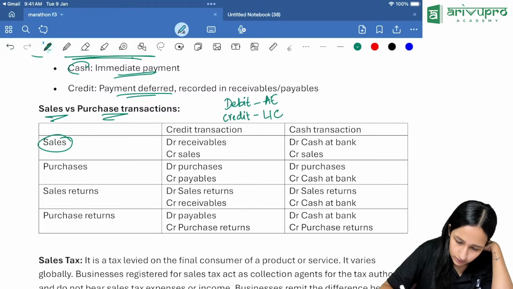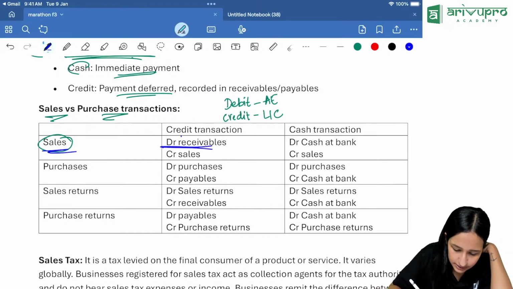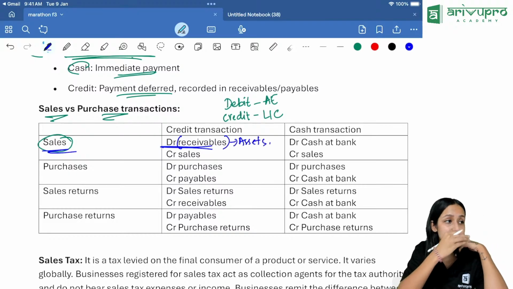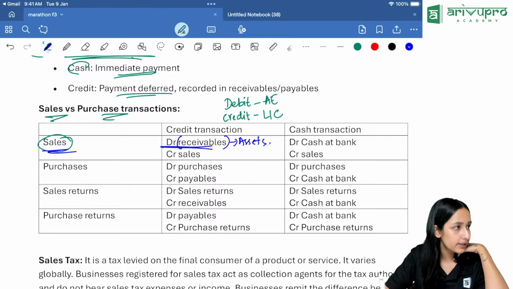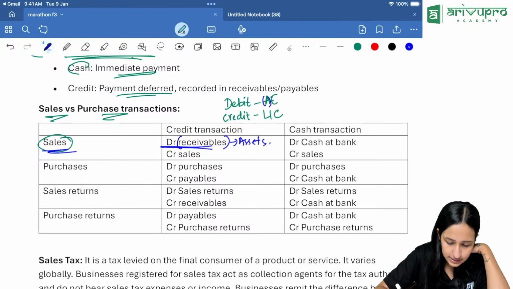Okay, so sales: debit receivables. Receivables is an asset. Receivables is increasing when you're selling on credit. When an asset is increasing, it goes to the debit side, like you can see. So that's why we debit receivables.